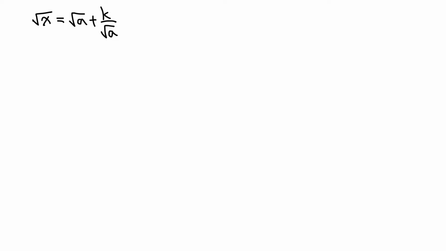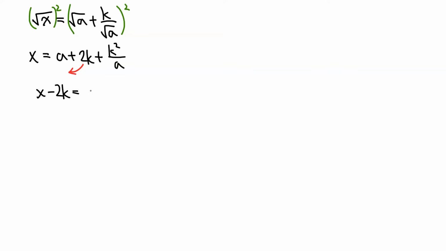Okay, first of all, we have to square the expressions for square root of x, and we obtain x equals a plus 2k plus k squared over a. And if we move 2k to the left-hand side, we obtain x minus 2k equals a plus k squared over a. So there we have the expressions for x minus 2k. And next, what we have to do here is to square x minus 2k.